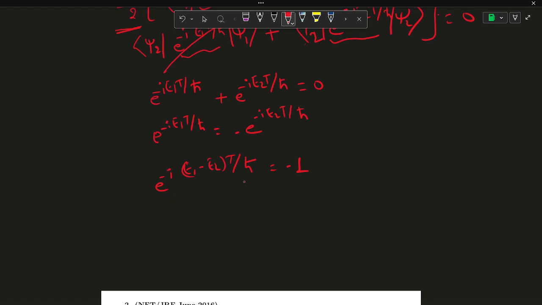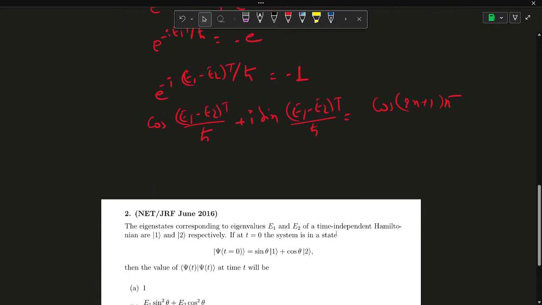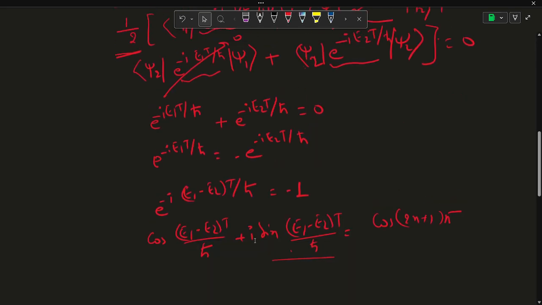So we can simply write it in a cos and sine form. So cos (E1 minus E2) t upon h-bar plus i sine (E1 minus E2) into t upon h-bar is equal to cos (2n plus 1) pi. So from here we can relate, imaginary part will be 0, this whole part is 0, so only the real part will stay here.